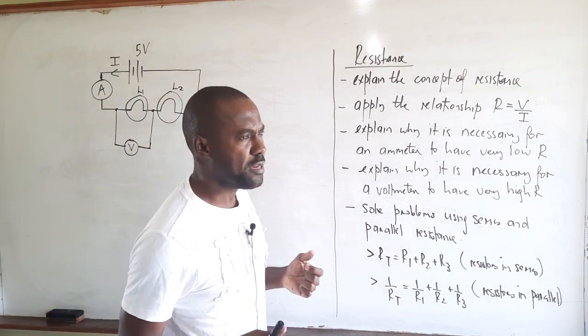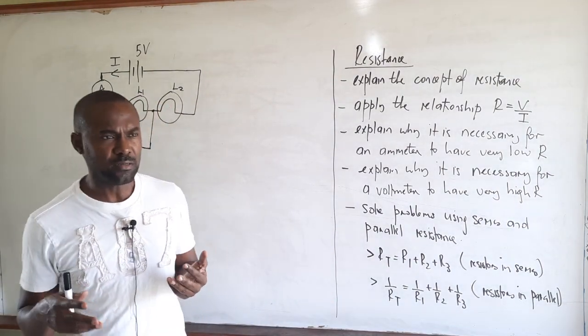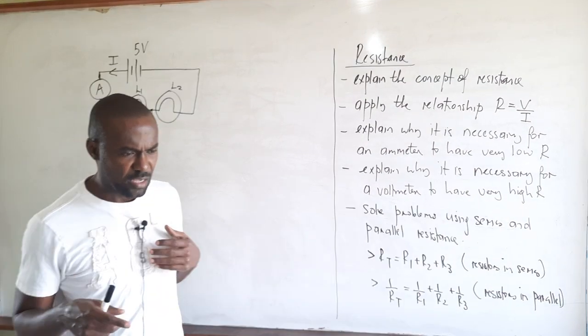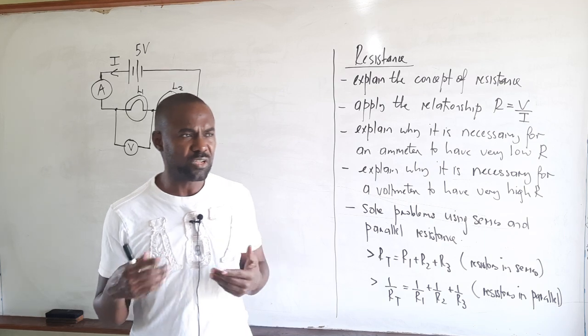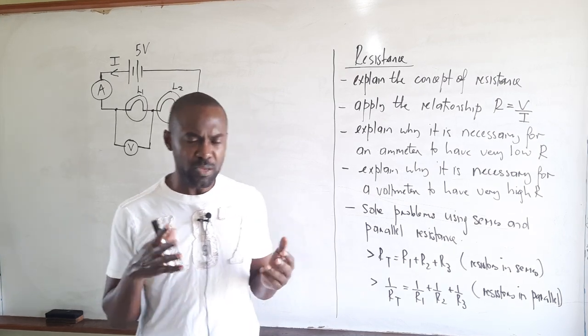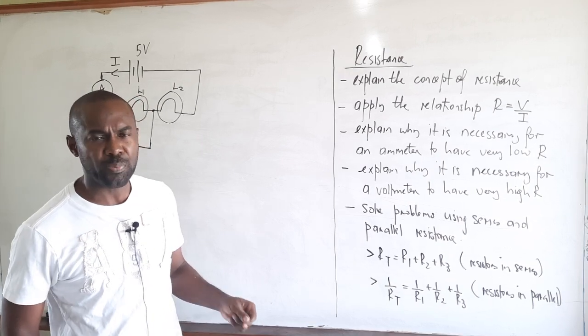Now, why do we need an ammeter to have very low resistance? As we defined, resistance, or electrical resistance, is the opposition to the flow of electric charge, or to electric current, right? So what this means is that the greater the resistance, the smaller the current that will actually flow in any part of a circuit.